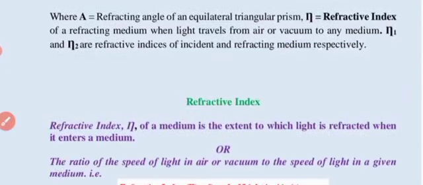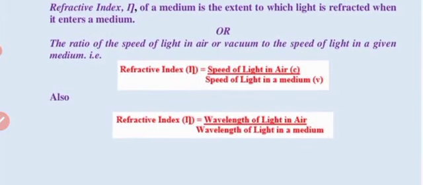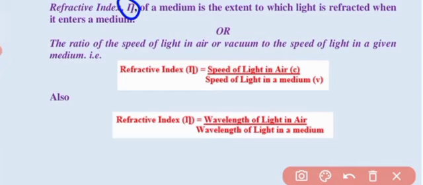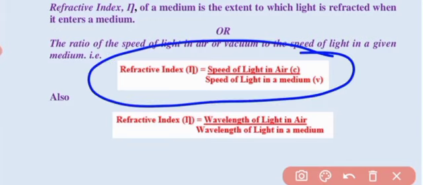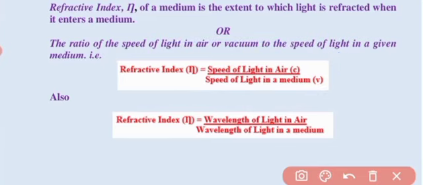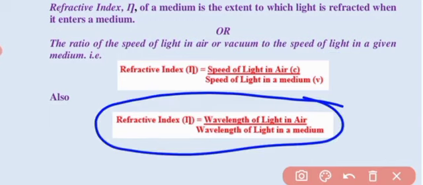Okay, now what is the refractive index that we just mentioned? The refractive index, which is represented with this symbol for a medium, is the extent to which light is refracted when it enters the medium, or we can define it as the ratio of the speed of light in air or vacuum to the speed of light in a given medium. As we can see here, it is the speed of light in air or vacuum divided by the speed of light in a given medium. That is another definition for the refractive index, and it can as well be expressed as the wavelength of light in air divided by the wavelength of light in a given medium.